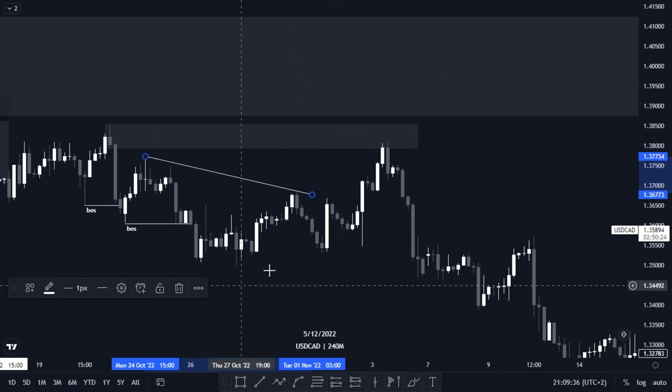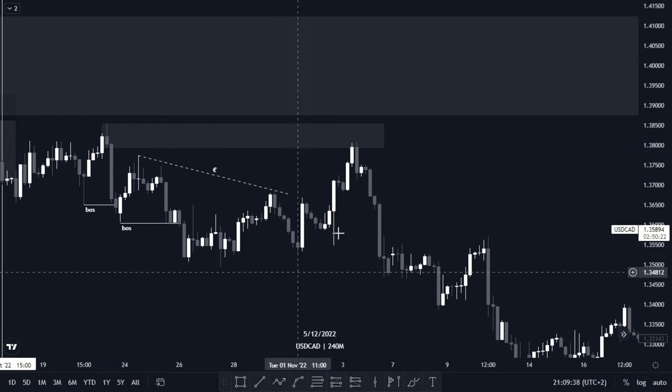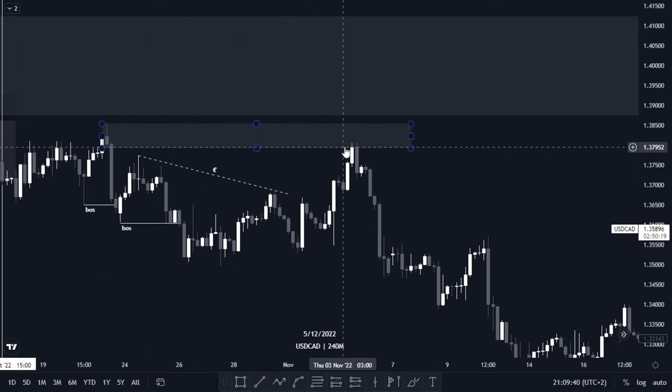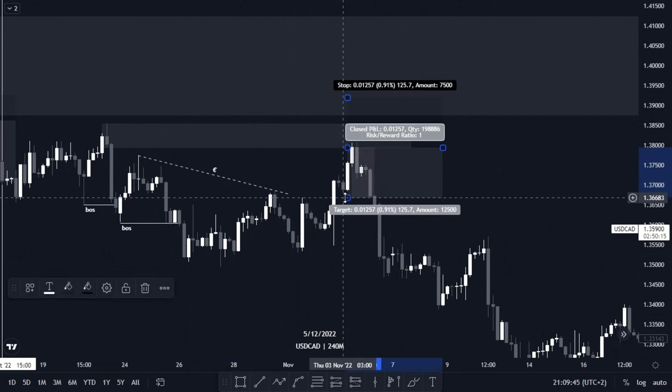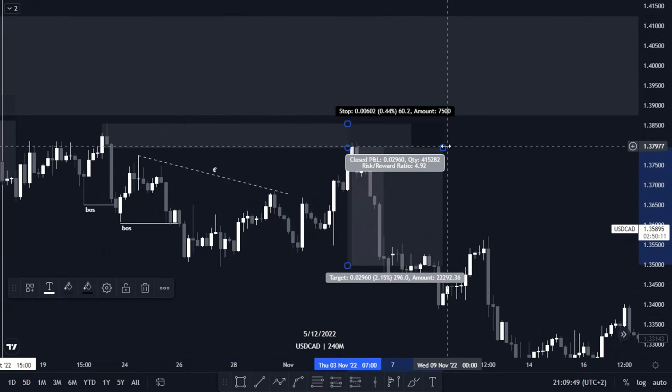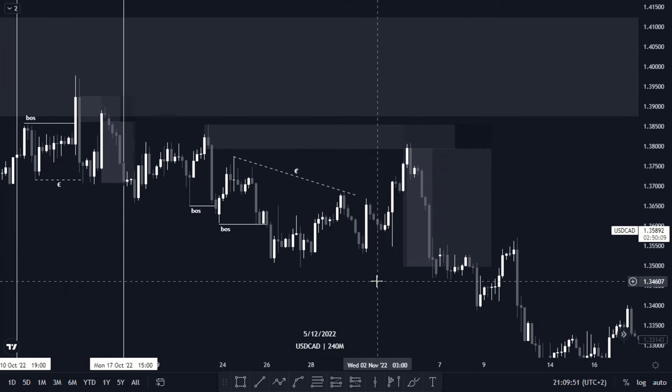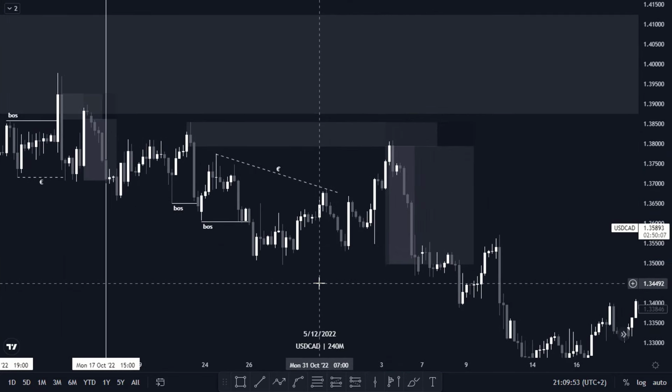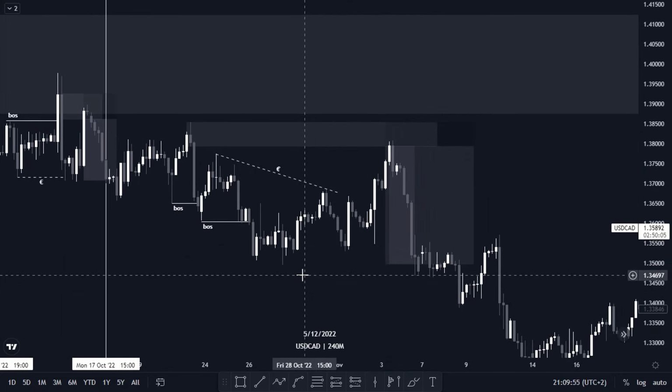Okay, and if you're going to take your shorts here, your take profit would be at this low here, at that low there. Okay, and that's it. It's as easy as that.